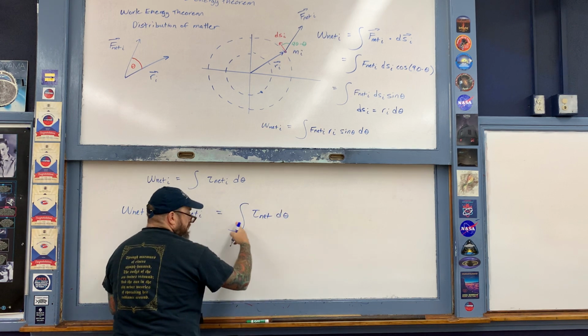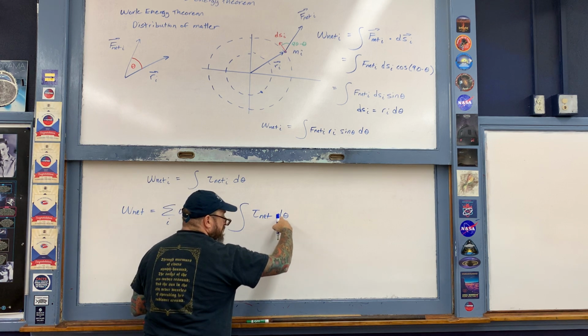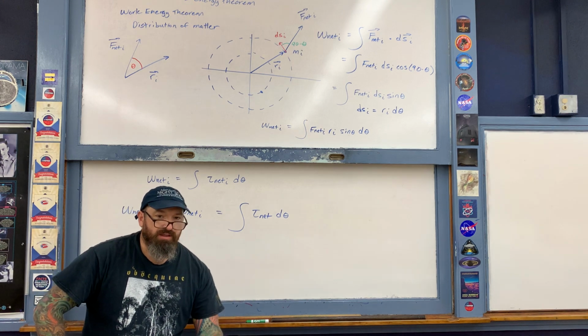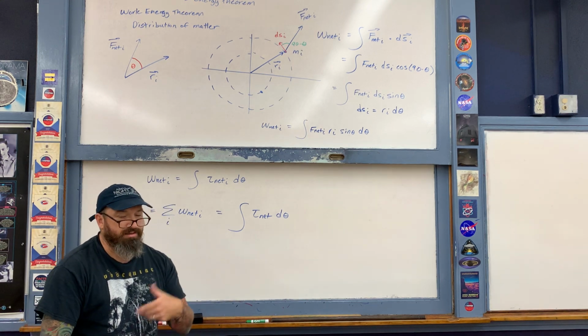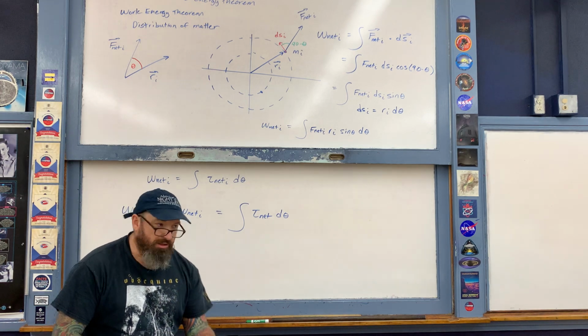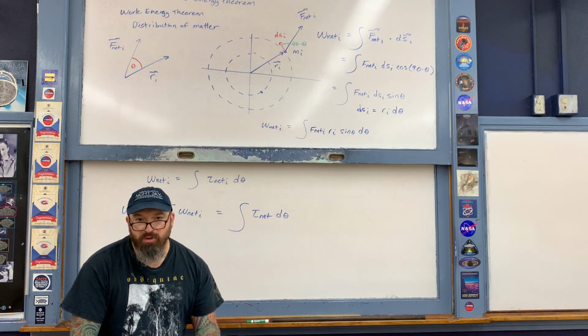This then gives you the integral of the net torque exerted upon the distribution of matter over the angle theta. Basically, all that I've done here up until this point is what I did earlier for a point particle, but just in terms of the I notation, and then I just added it all together. What do I do at this point to show the work energy theorem?